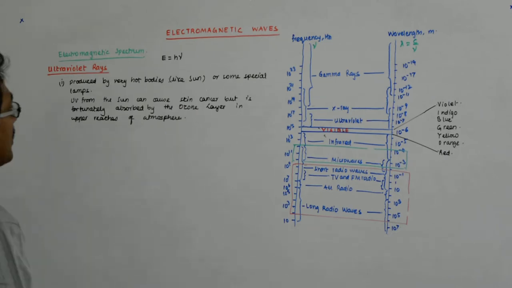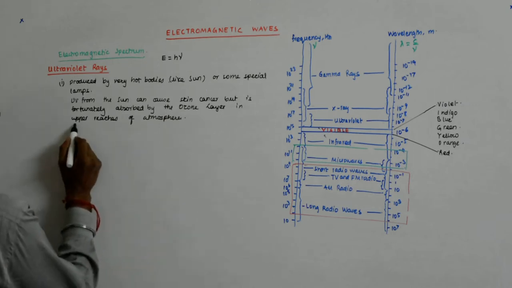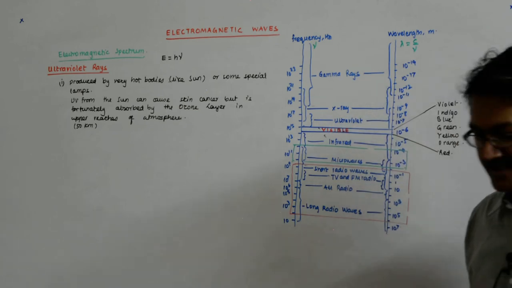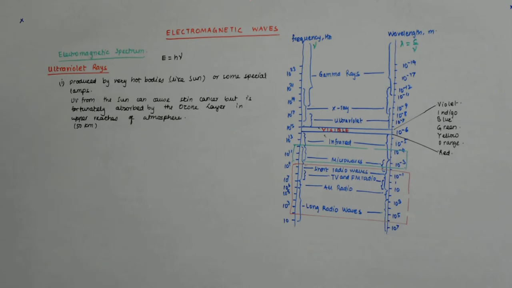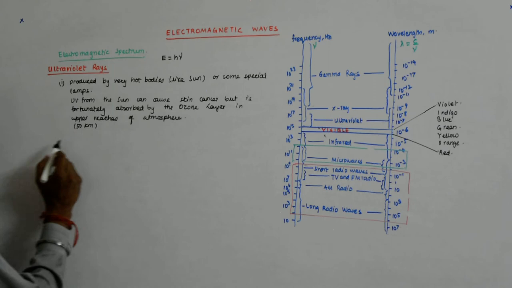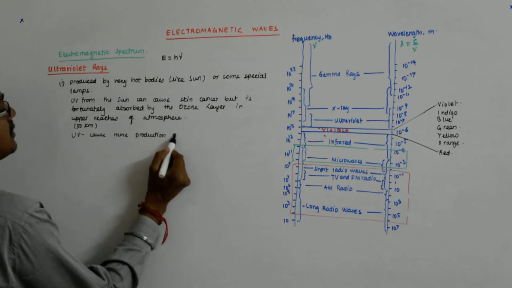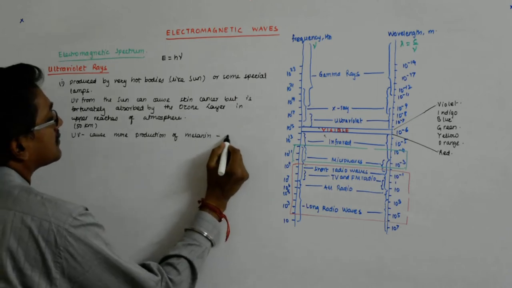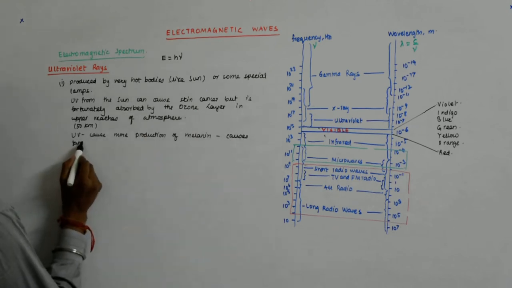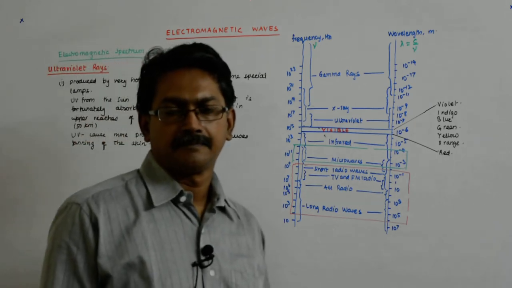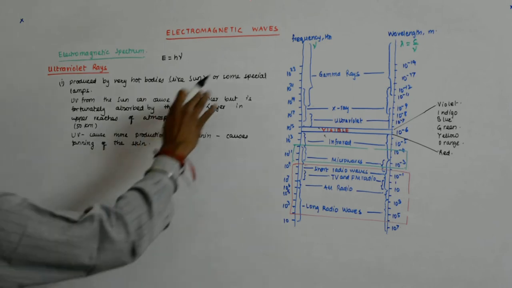Also, upper regions, about 50 kilometers. Upper reaches is a valid application of the word, don't worry. Also, this UV causes more production of melanin, and hence causes tanning of the skin. It causes tanning of the skin, and that is what these special lamps are used for.